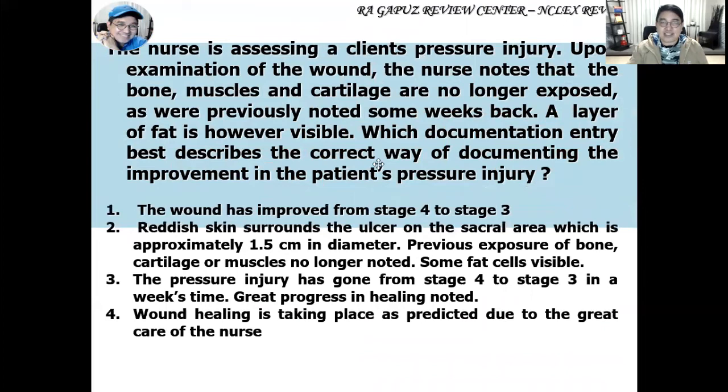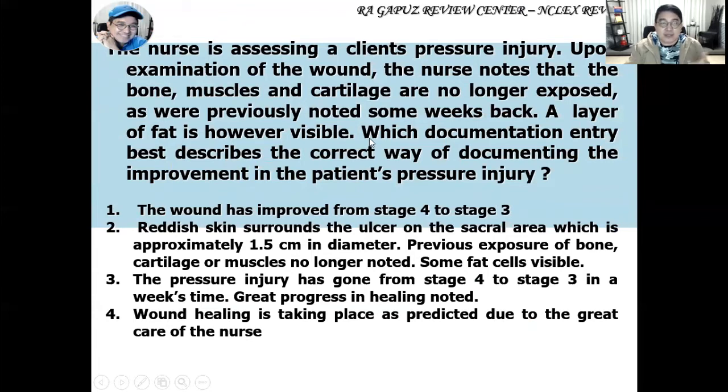So the nurse is assessing a client's pressure injury. Upon examination of the wound, the nurse notes that the bone, muscles, and cartilage are no longer exposed, as were previously noted. So if the bones and the muscles used to be exposed, you're talking about previously a stage 4 pressure injury, and now a layer of fat is however visible. So you just have a layer of fat there that's being exposed.